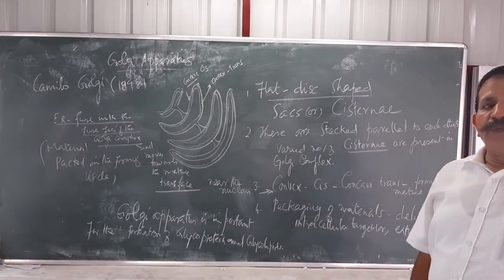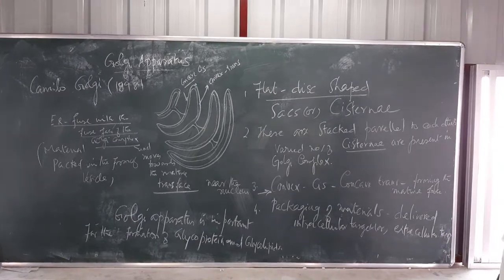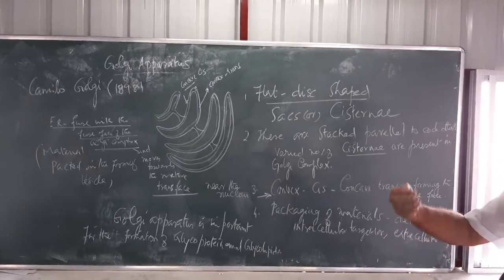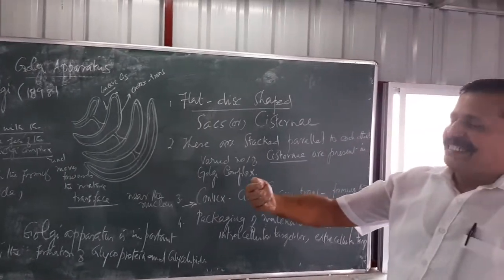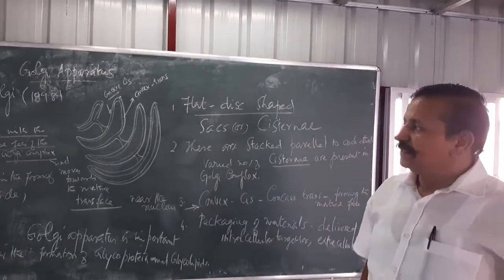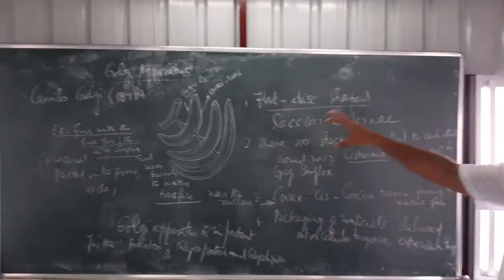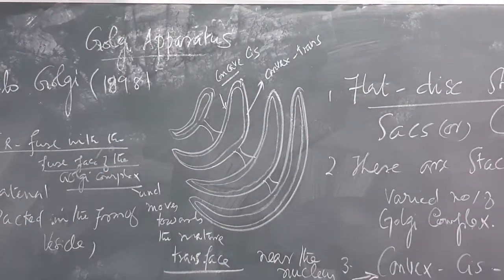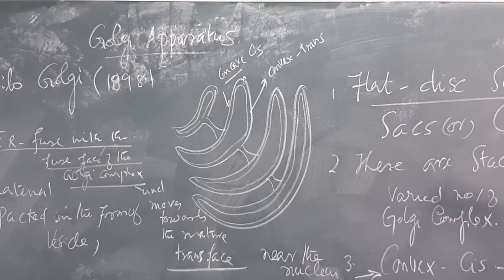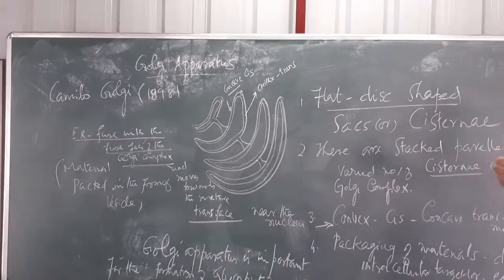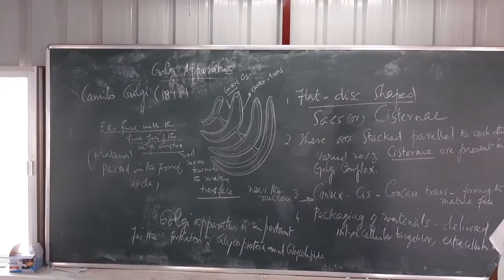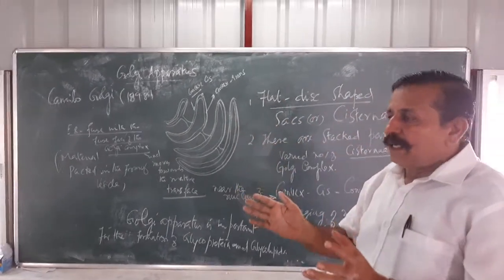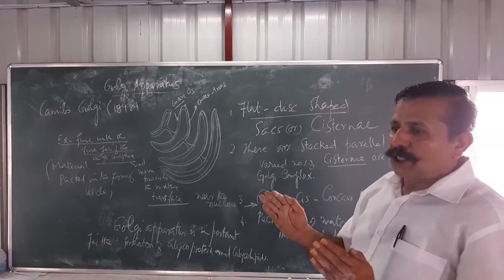Now we can see about the Golgi apparatus or the Golgi complex. Do you know the important scientist Camillo Golgi, 1898? He identified the importance of the Golgi apparatus inside the cytoplasm. So this is also very important, and it is closely associated with the endoplasmic reticulum. Already we completed the structure of the Golgi complex.